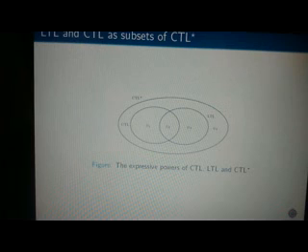So the relationship among the expressive power of CTL, LTL and CTL star. Here are some examples of formulas in each of the subsets shown in the diagram.